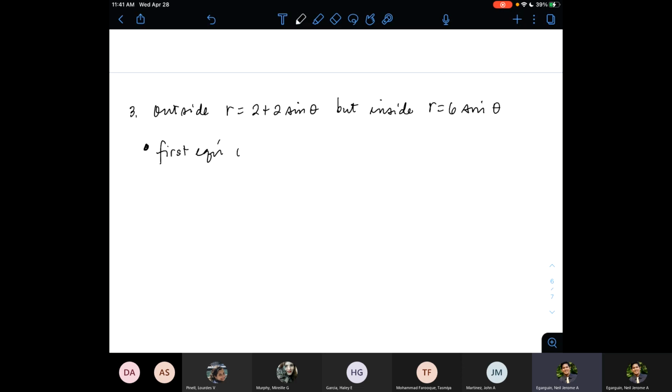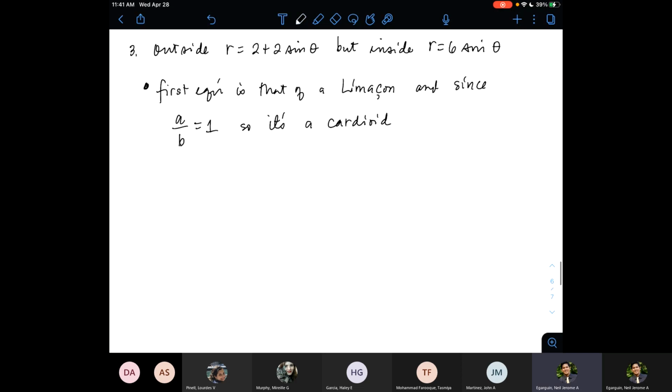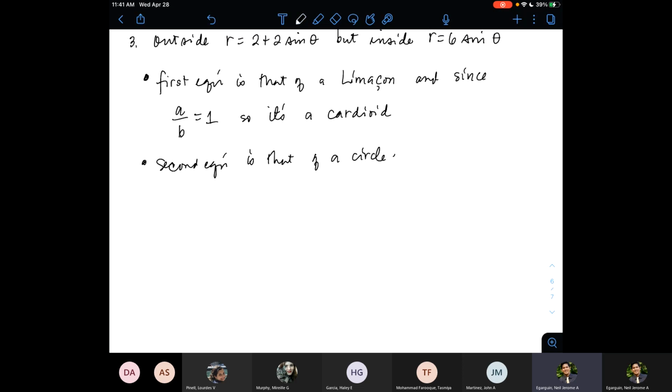the first equation, that of a limaçon, right? And since a over b will be equal to 1, that's going to be 2 over 2, this means we have a cardioid, or a heart-shaped graph, right? Meanwhile, the second equation is that of a circle, right? So let's sketch their graphs here.